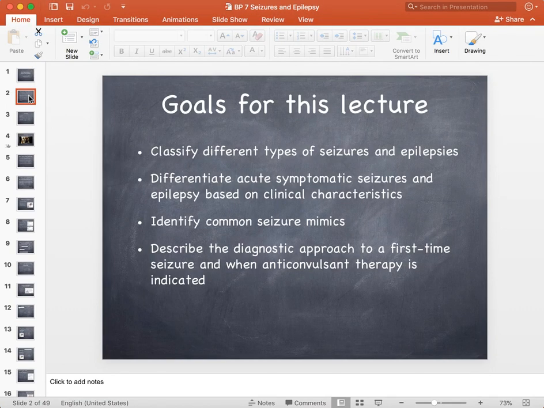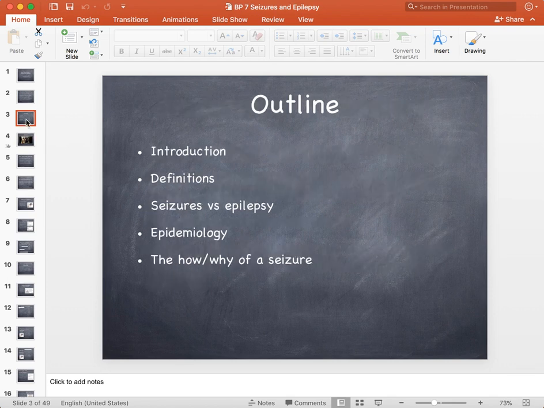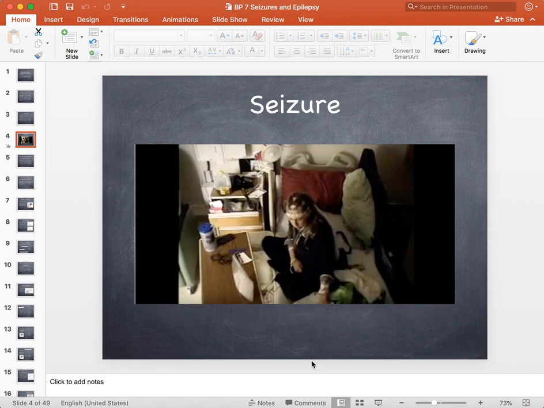All right. So here's just very quickly the goals for what we're trying to do here today. Classify a couple of different seizure types and epilepsies, differentiate some acute symptomatic seizure types and epilepsy syndromes based on their clinical characteristics, identify a few common seizure mimics, this is really important especially in the hospital, and describe the overall diagnostic approach to a first-time seizure and when medication is required. Sort of more of the same, here's the outline. All right, let's go ahead and get started with a video.